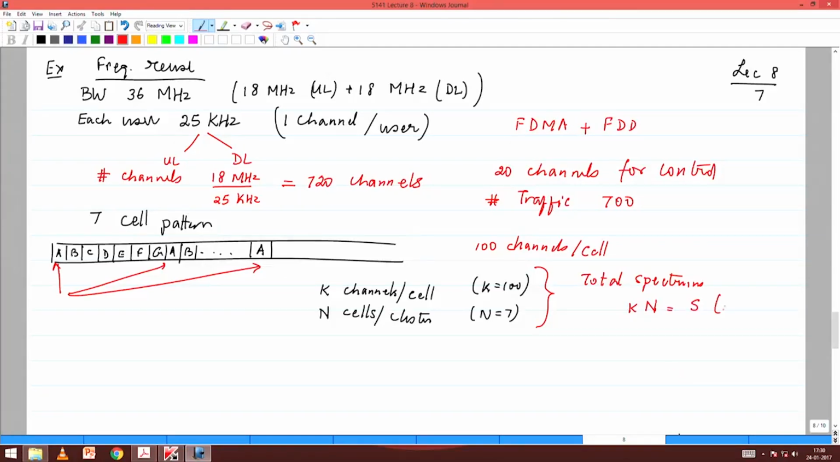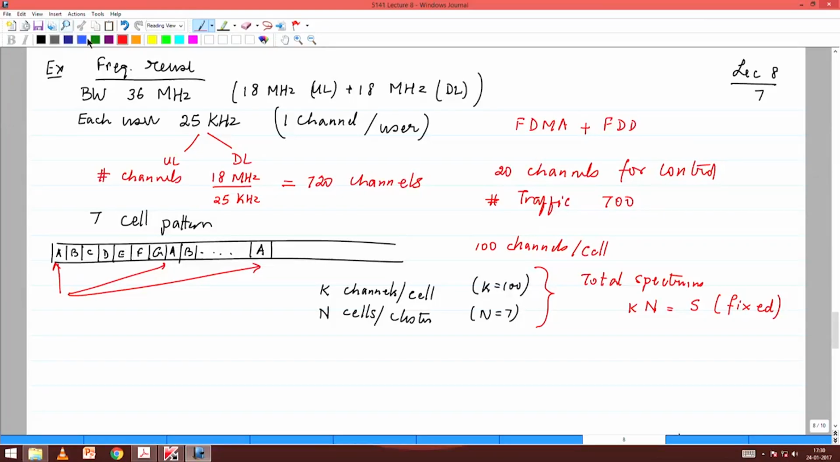Let's call that S and make sure that we cannot violate that, because if I have to increase k, I have to reduce n, and we will talk about the implications. But again, k times n is the total spectrum that is available, that is used within one cluster, and every cluster is going to use the complete spectrum that is available to us.